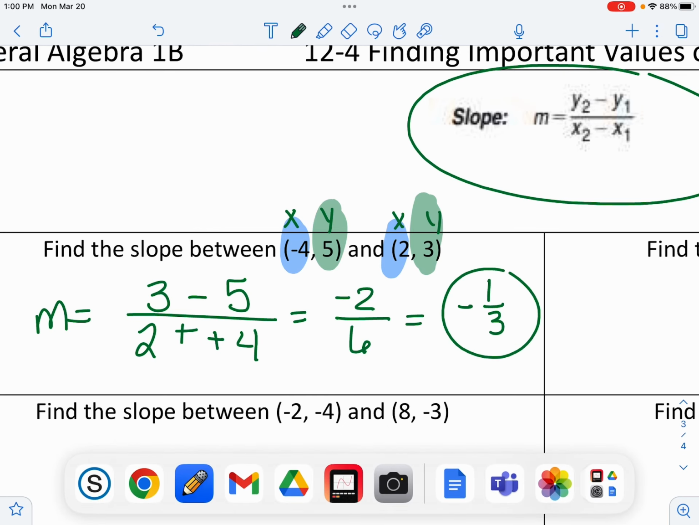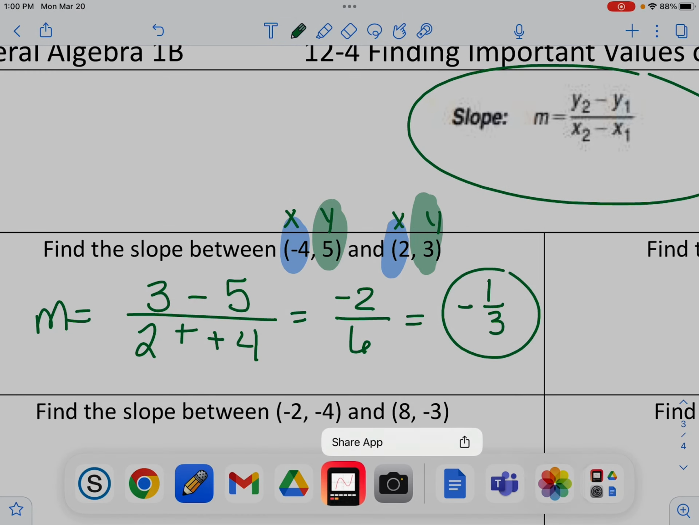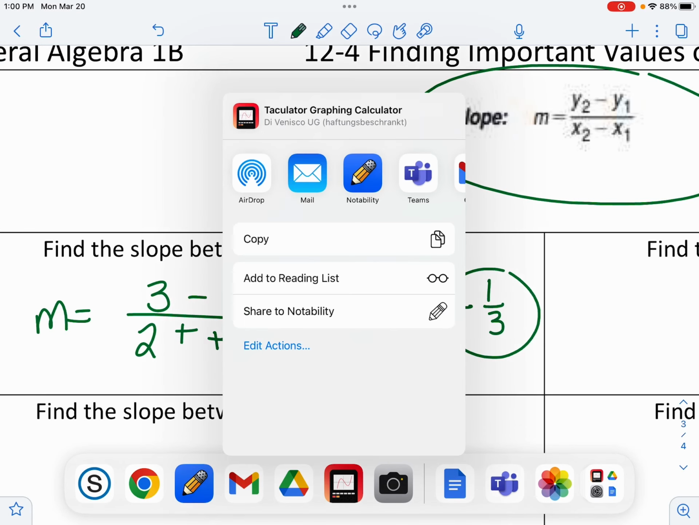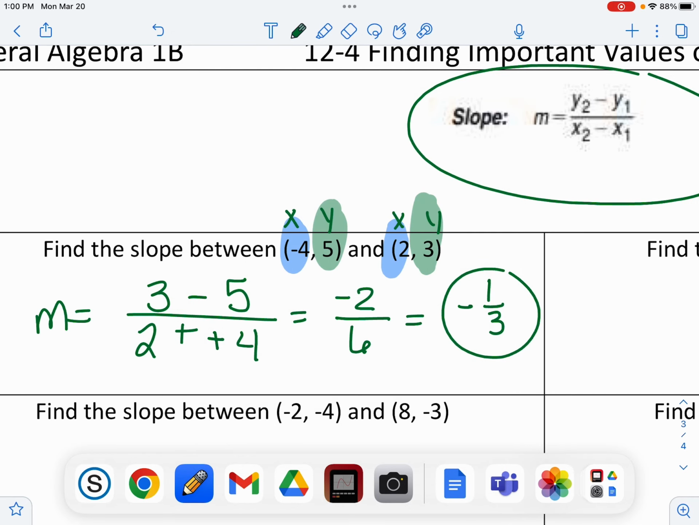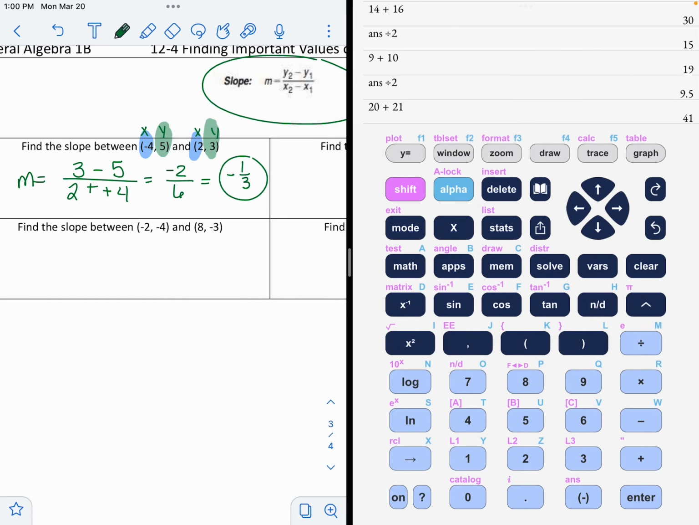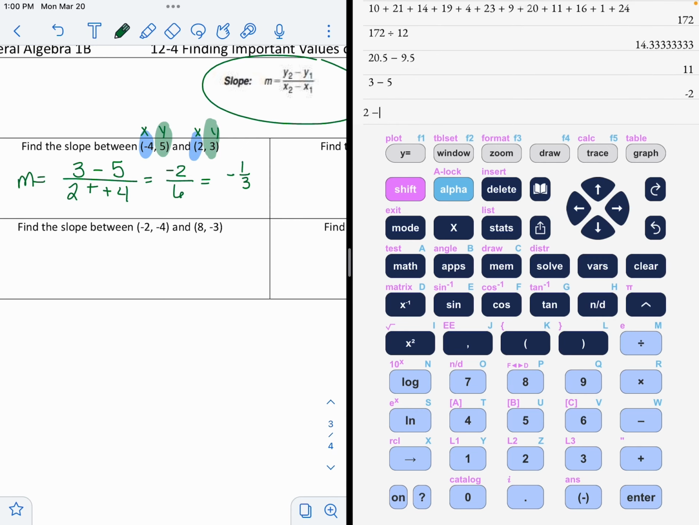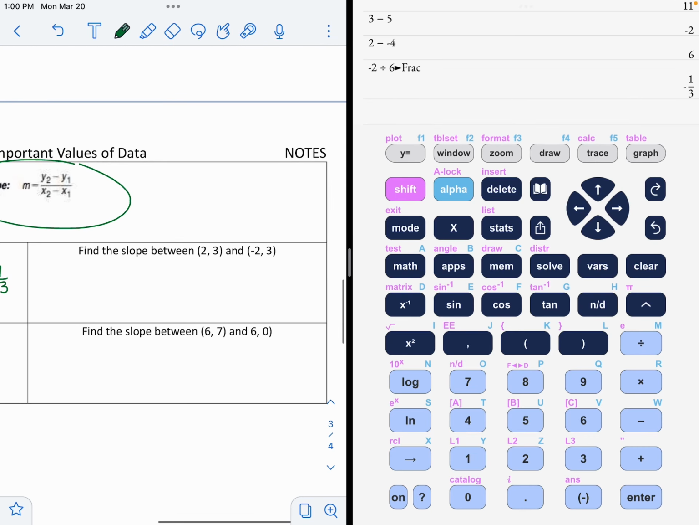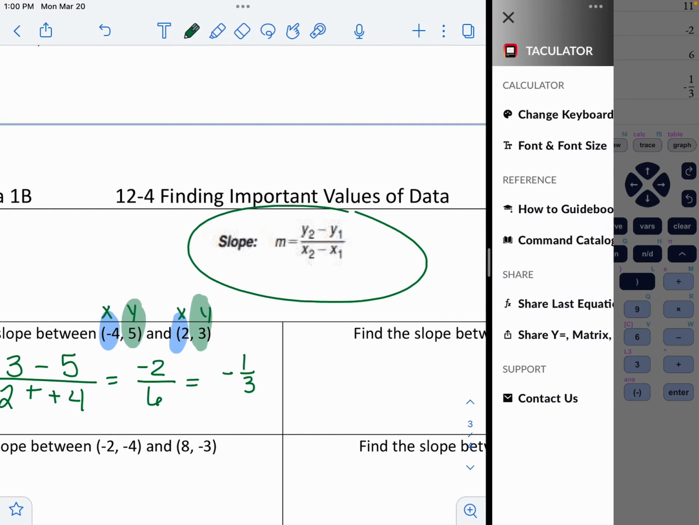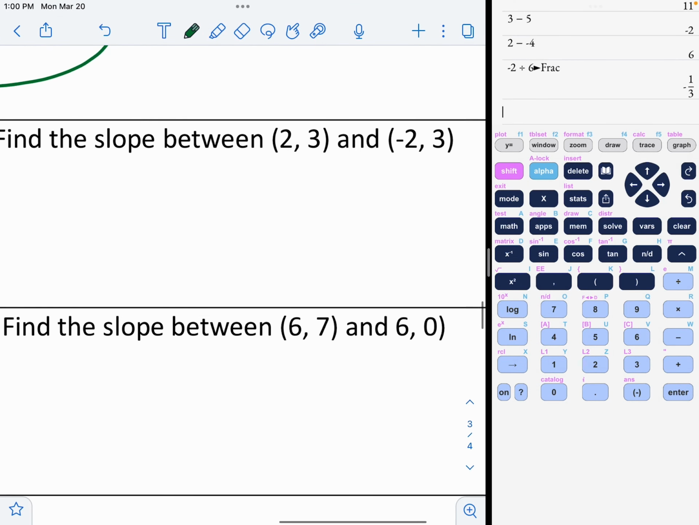Do not use decimals for slope unless it is a word problem. I'm going to grab the calculator. That way you remember, I show you 3 minus 5. I can show you 2 minus negative 4. In case you struggle, negative 2 divided by 6, math, enter. And you will have my calculators or the school calculators for your Keystone. So please make sure you understand how to use them.